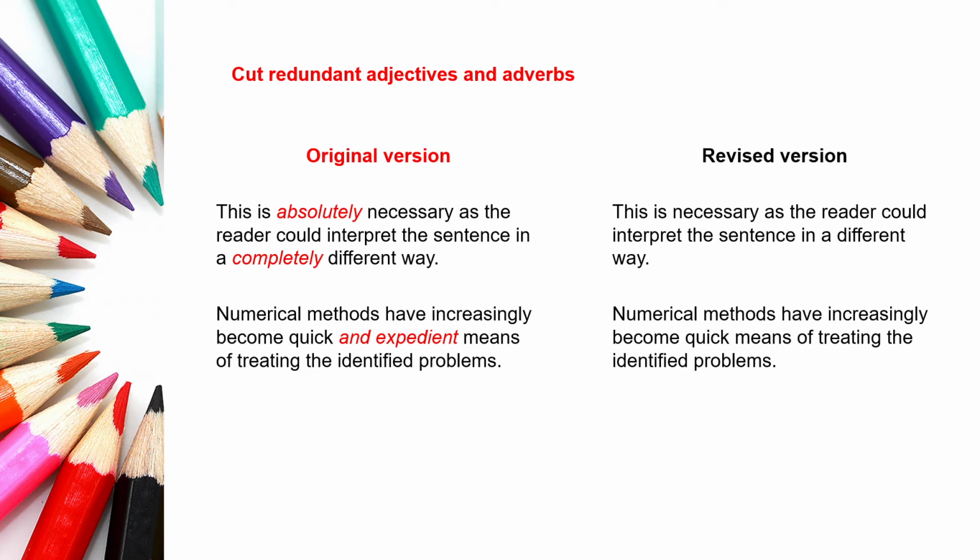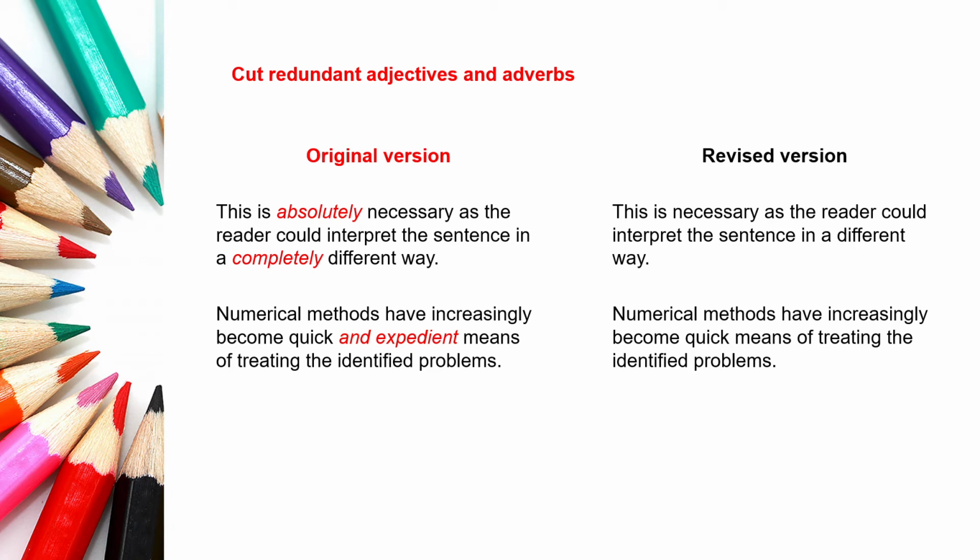So if you ask yourself, why are these redundant? You don't really need them in a sentence. That's why it's called redundant, yeah? And even if you put them in your sentence, how can you measure absolutely? How are you going to measure completely? How complete is completely? How absolute is absolutely? So instead of having those unnecessary adverbs, you cut them. Okay? Cut them, and make it: this is necessary as the reader could interpret the sentence in a different way. Isn't it very straightforward? Easily understood?